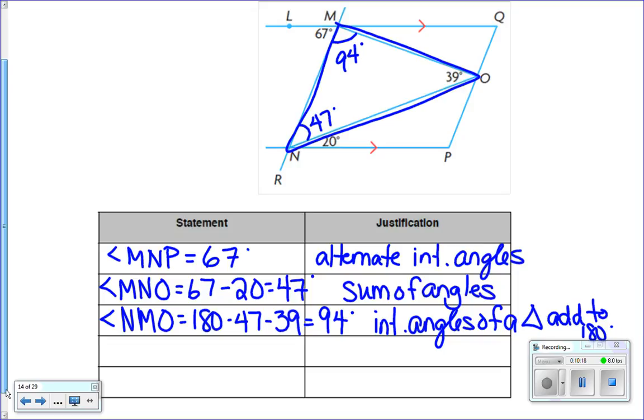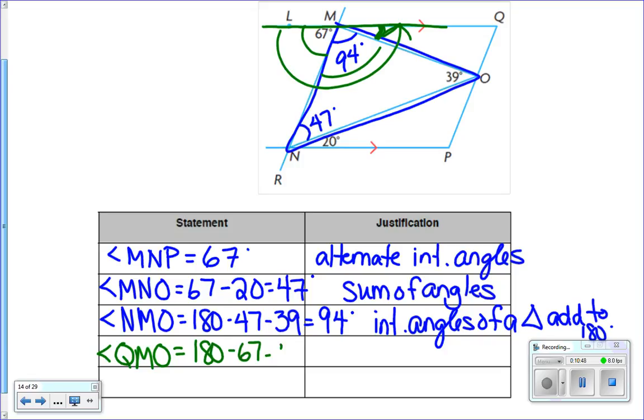Now we've got one angle left, which is this little guy right here. That's our QMO. Again, I've mentioned it a million times. What do this angle and this angle and this angle all do? Well, they lie on a straight line, so they have to add up to 180 degrees. So angle QMO must be equal to 180 minus 67 minus 94, which gives us 19 degrees. What's the justification of that? All you would need to say is it's a straight line.